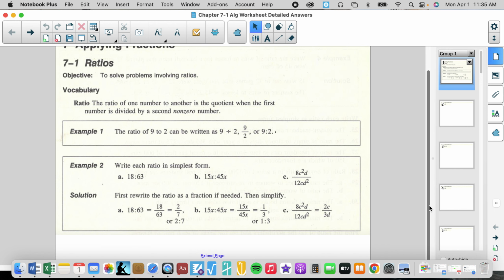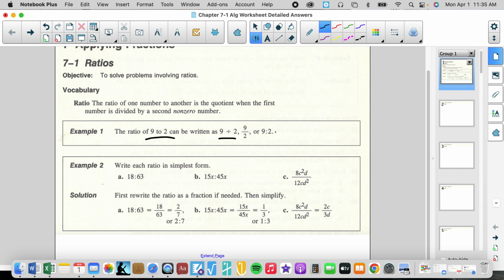So what we want to see is a ratio. Ratios can be written in 3 different ways. It can be written like that, which is 2 different ways of writing division, and then you can see it with the colon.